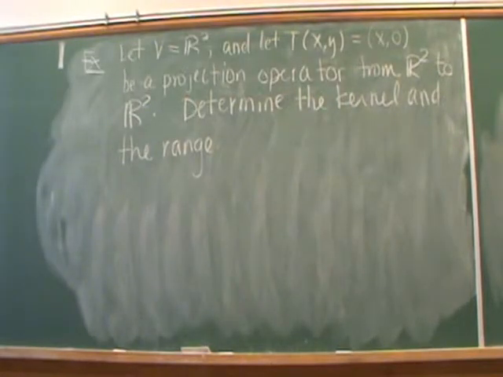Let's take a look at a quick example of how to find the kernel and range for a linear transformation. We're going to take R2 and consider the projection operator where we lose all of the y information. So this is a projection onto the x-axis.